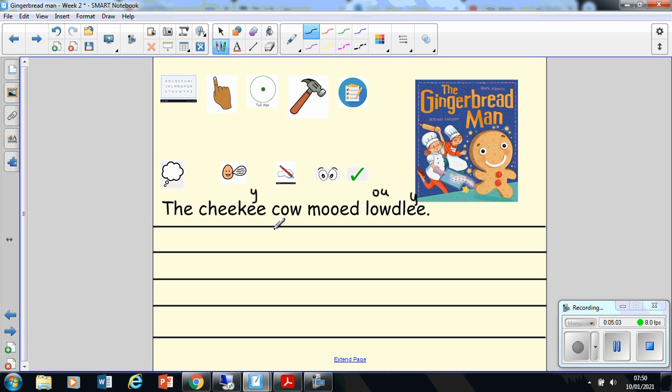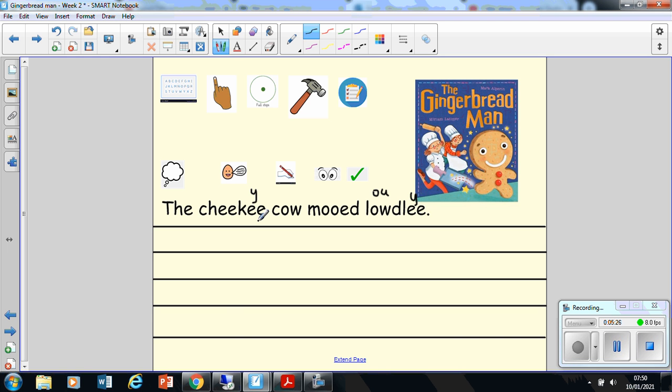It is not a problem if you've got some different digraphs that look different to the actual spelling. That is absolutely fine. Your target in year one is to make sure that your writing is phonetically plausible, and your adult at home will know this too, because Miss Hocking and I would have spoken to them about this.